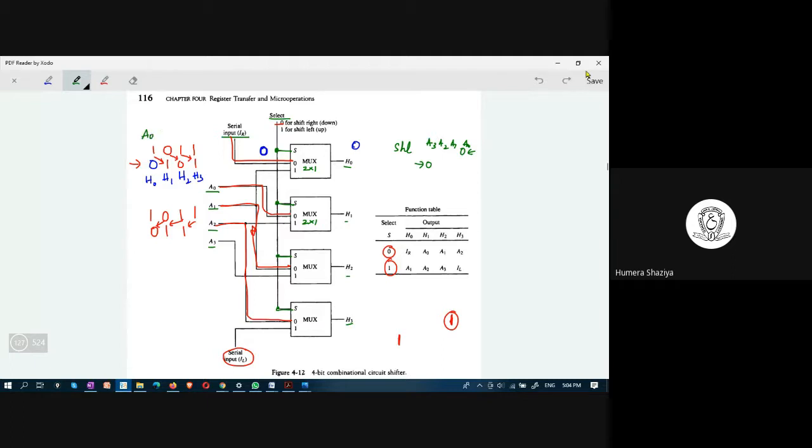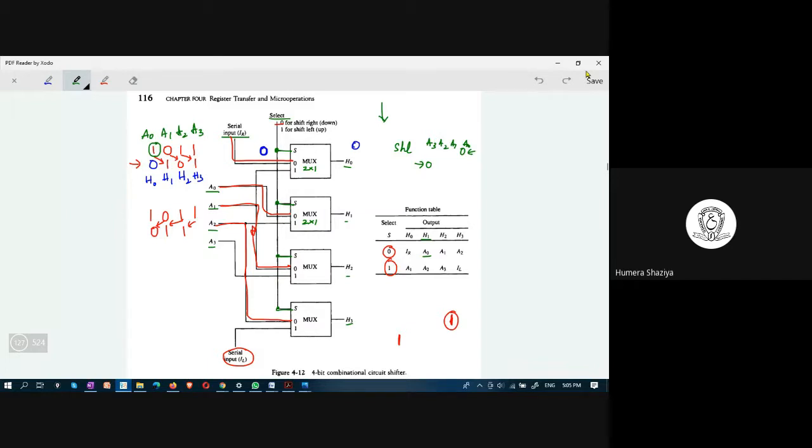This is A0, A1, A2, A3. So now A0, this is A0, right? A0 has shifted down. Downwards is right shift, upwards is left shift. A0 has become H1. Let us see here. Yes, A0 has become H1.